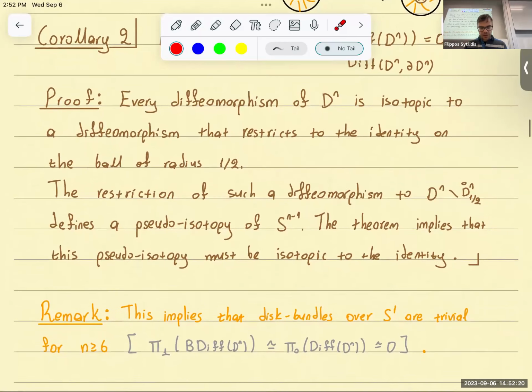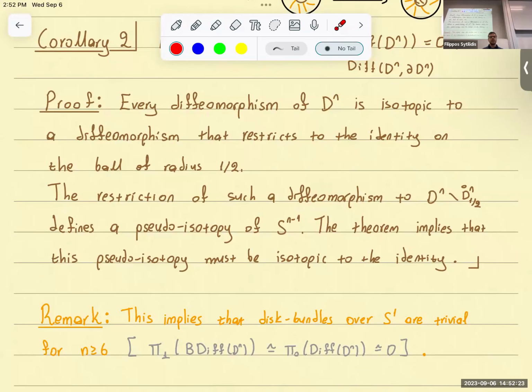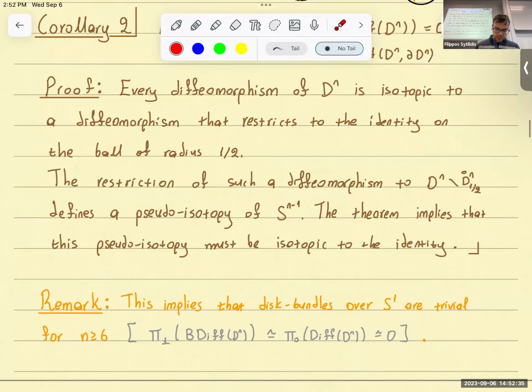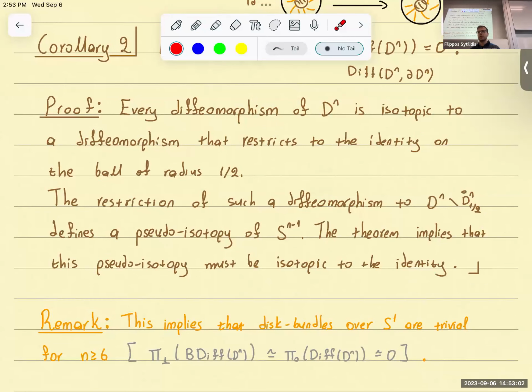And maybe just as a fun remark, I haven't seen this before, but this would imply that all disk bundles over S1 are trivial for n greater than or equal to 6. If you look at the classifying space of the diffeomorphism group, pi 1 of it classifies basically D^n bundles over S1, because this is the space of maps up to homotopy from S1 to the classifying space, and that's the same thing as pi 0 of the diffeomorphism group D^n, which we have shown is trivial.